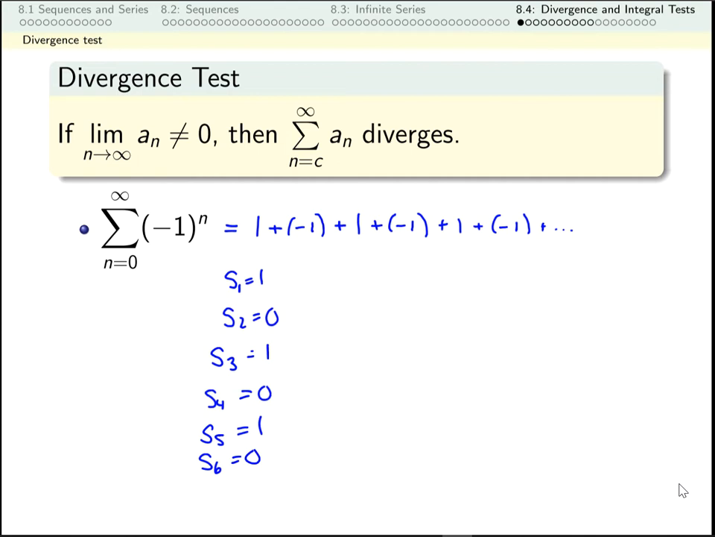So what is this? This should be the limit, as n goes to infinity, of my partial sums, should it exist. This limit does not exist. The series I'm looking at goes 1, 0, 1, 0, 1, 0, 1, 0. That doesn't have a limit. Since the limit of the partial sums doesn't exist, this series diverges.